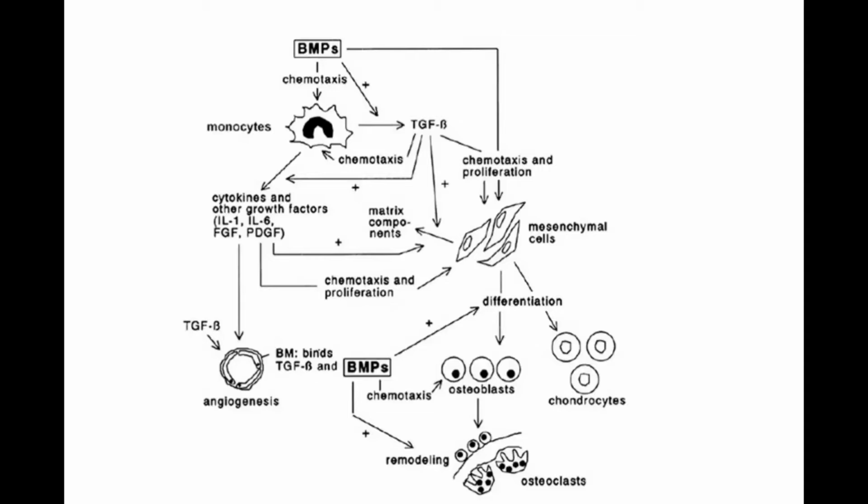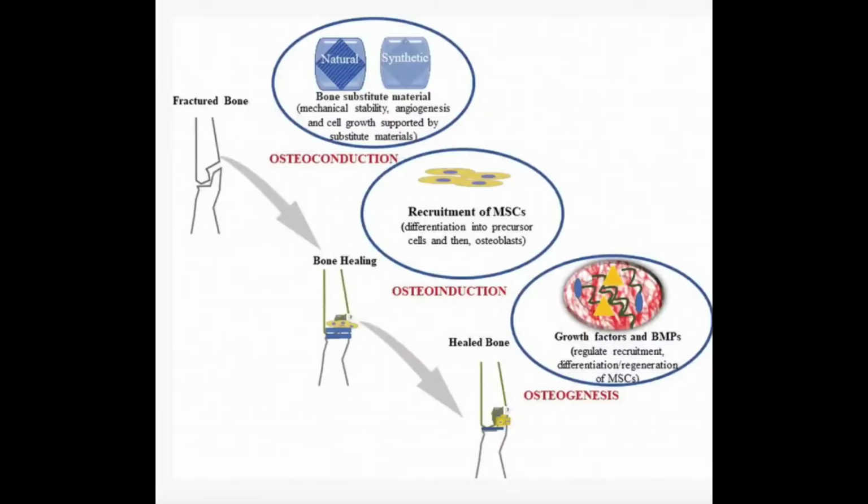There are several steps in this process. First is osteoinduction, which is a biological response where chemical mediators induce recipient stem cells to differentiate into mature bone forming cells. Then osteogenesis happens, and osteoconduction, which provides a scaffold.